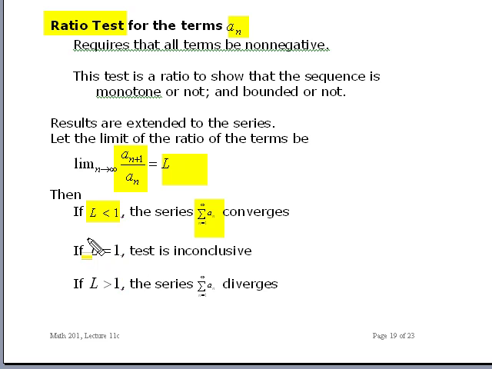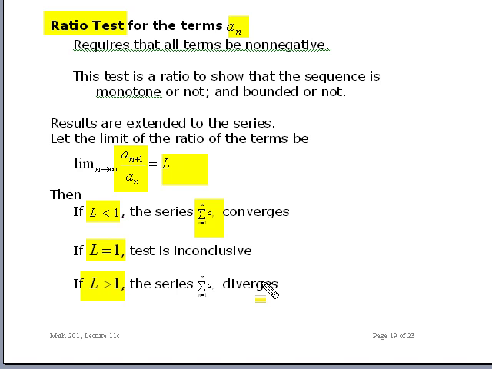Right? If the limit is equal to 1, the test is inconclusive and you have to go use a different test to figure it out. If that limit is greater than 1, then the series diverges. So you look at the ratio of adjacent terms and take the limit. Whatever that limit is, you test it according to this criteria. If it's less than 1, the series converges. If it's equal to 1, the test is inconclusive and you don't know if the series converges or diverges. And if it is greater than 1, then the series diverges.